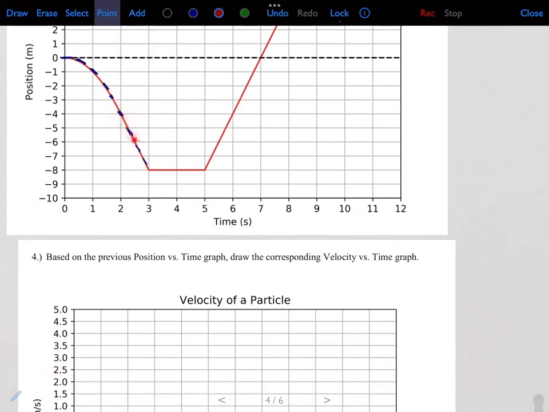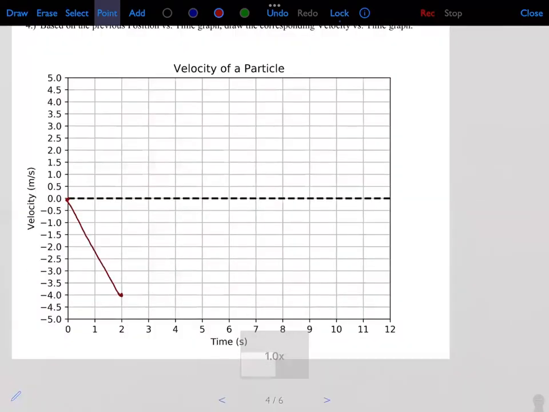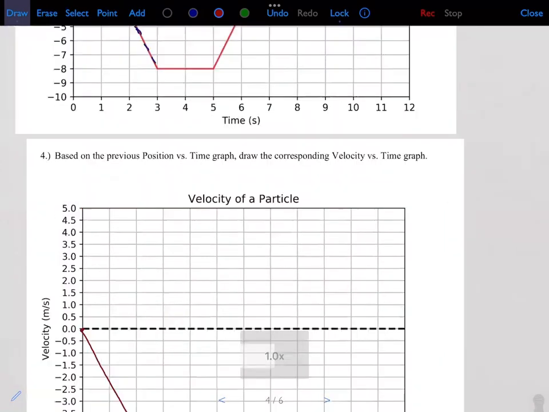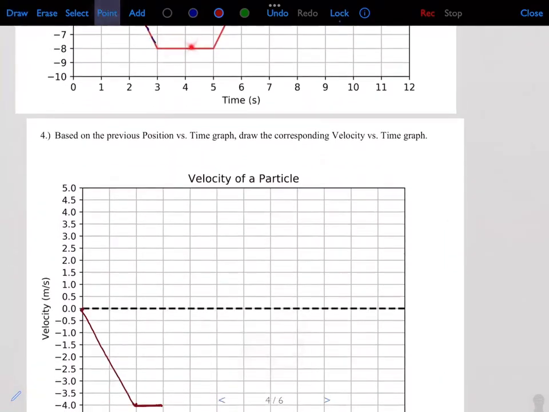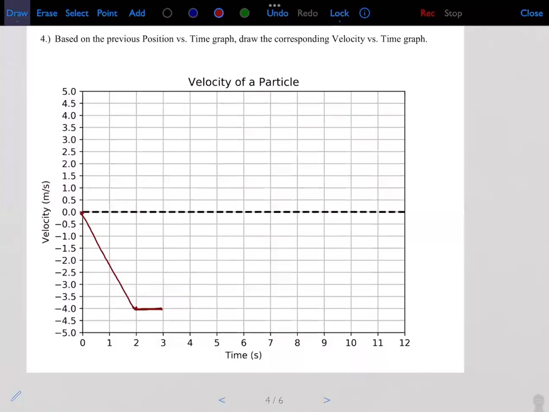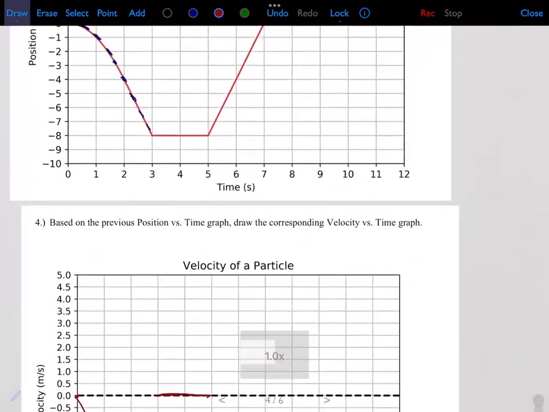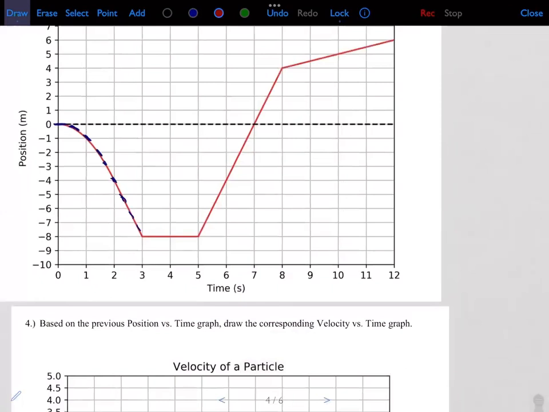From 2 to 3, it's constant at -4. So that will be just like this, right? Stays at -4 for 2 to 3. Then it jumps to 0, right? So from 3 to 5 seconds, that slope is 0. The slope is 0 here. So 3 to 5 is going to be 0. And then 5 to 8, we already calculated this, right? Remember, this slope is +4, because I went up 12 over 3, so +4. So 5 to 8 is +4.